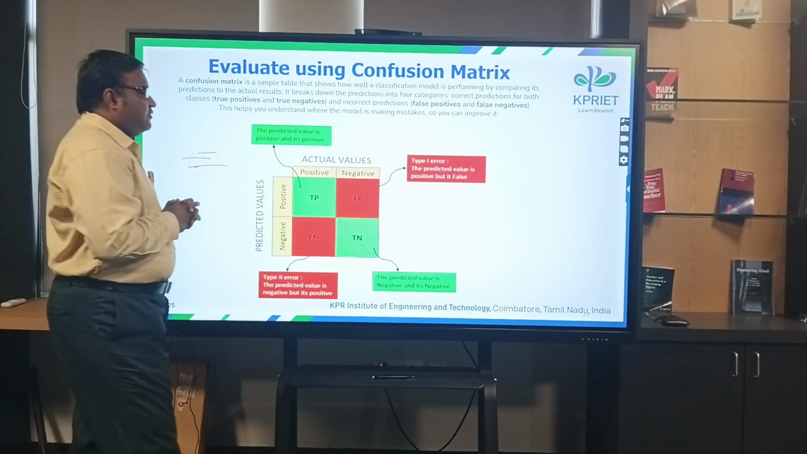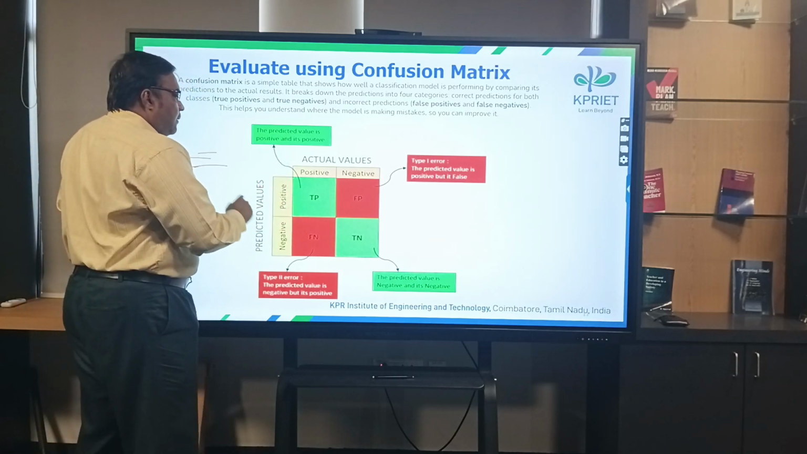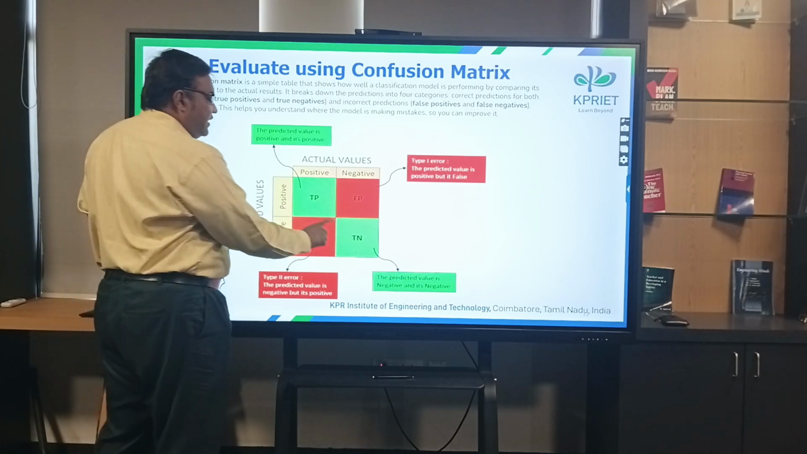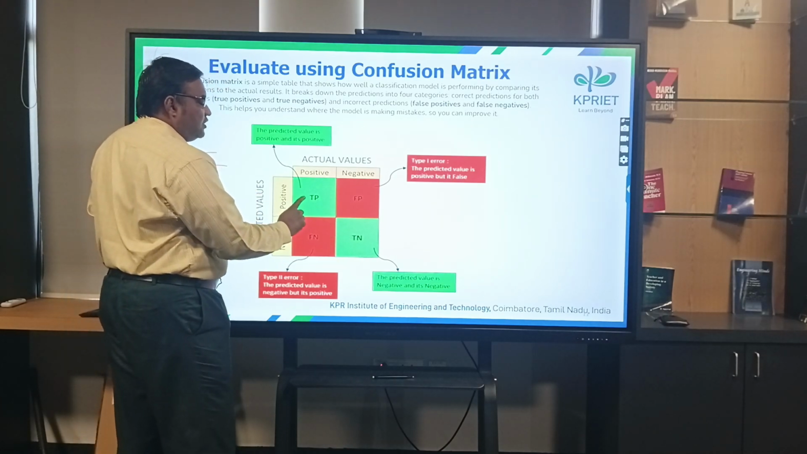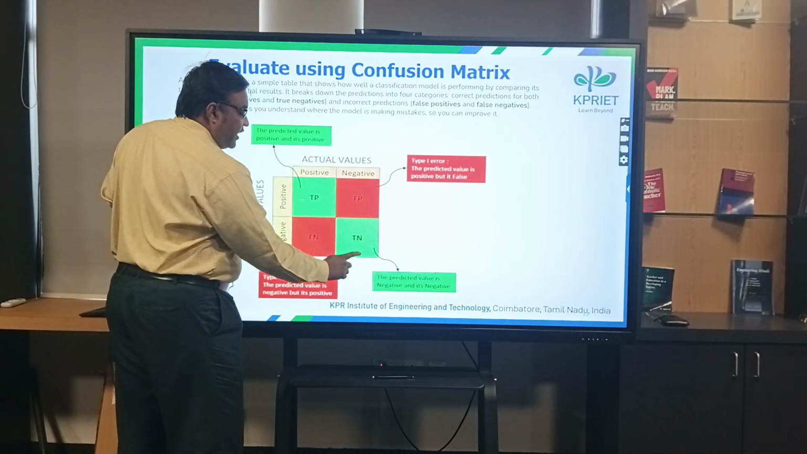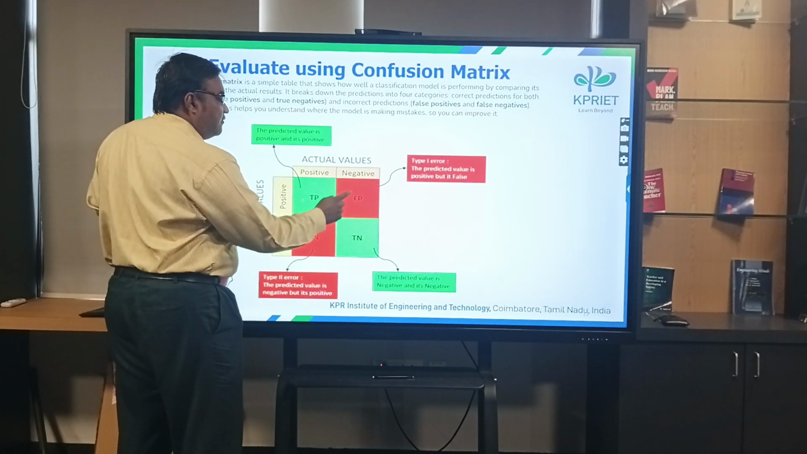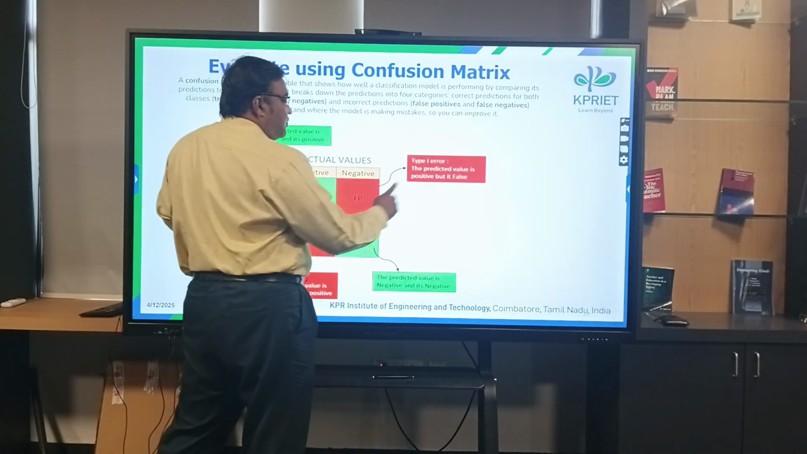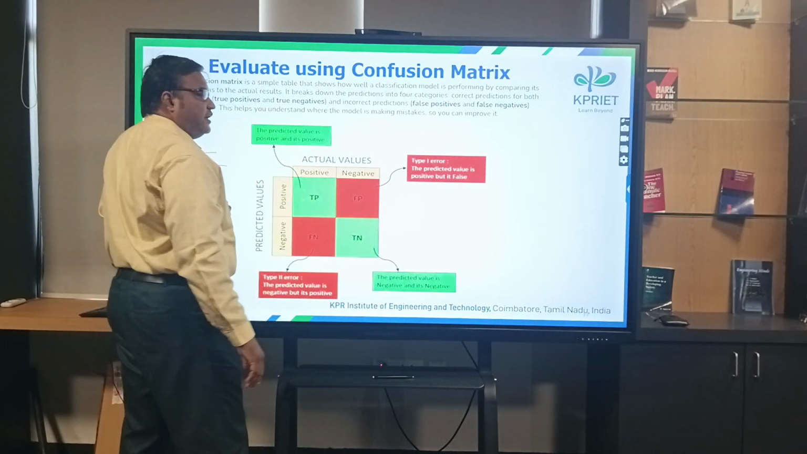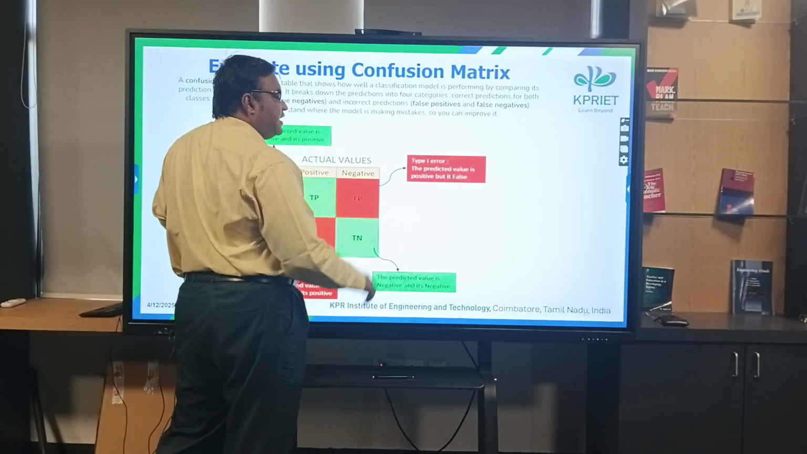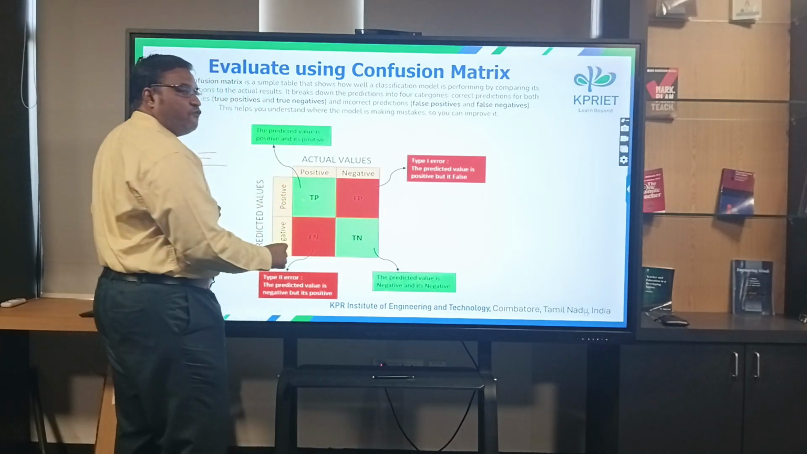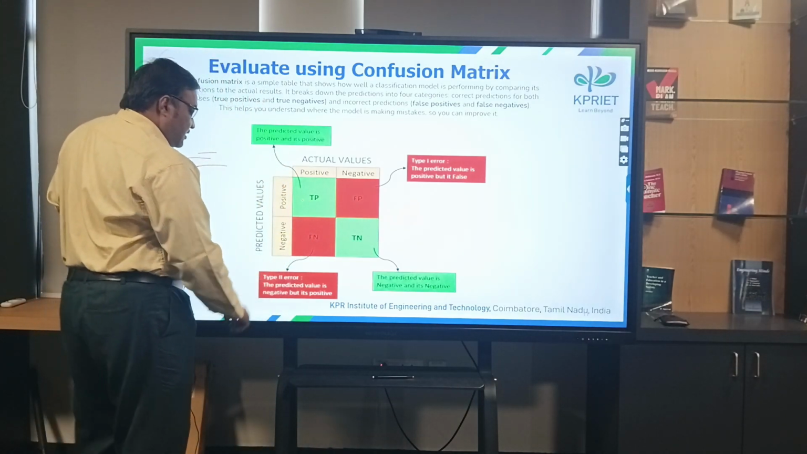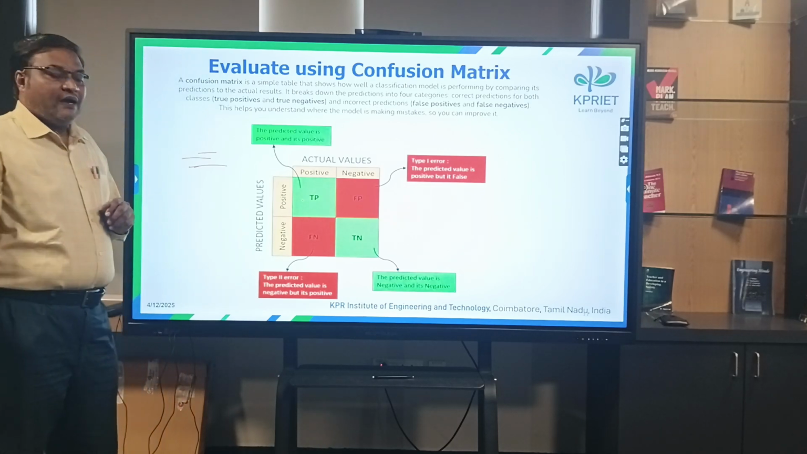So how will the table be? The table is plotted between actual values and predicted values. The green colored cells are called the true positives and true negatives, whereas this side is for false positives and false negatives. The false positive is called the type 1 error. That is, it indicates the predicted value is positive but it is actually false. Similarly, for type 2 error, the predicted value is negative but it is actually positive.